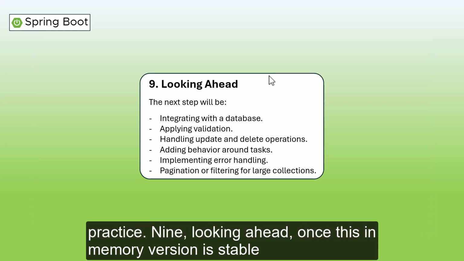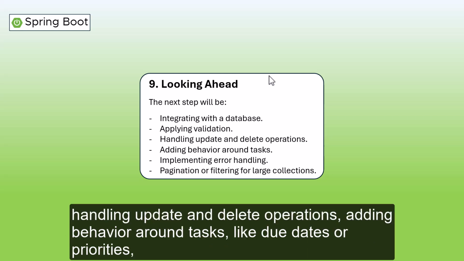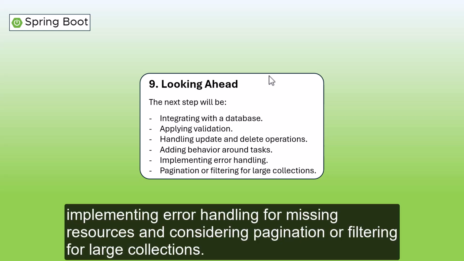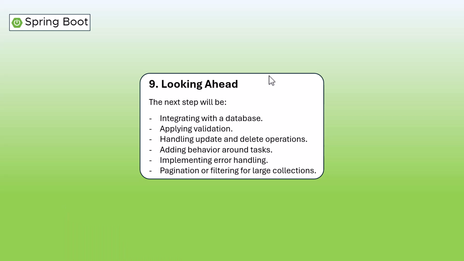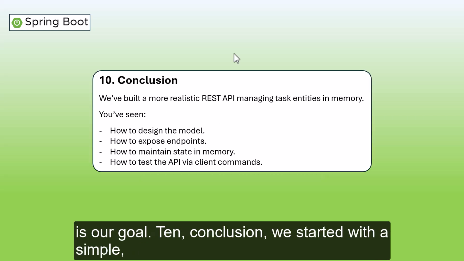9. Looking ahead. Once this in-memory version is stable and understood, the natural next step will be integrating with a database, applying validation, handling update and delete operations, adding behavior around tasks, like due dates or priorities, implementing error handling for missing resources, and considering pagination or filtering for large collections. But those will be covered in subsequent lessons. For now, mastering the in-memory CRUD API is our goal.